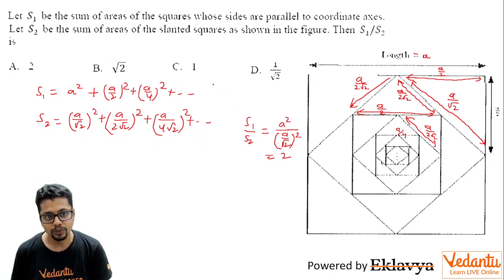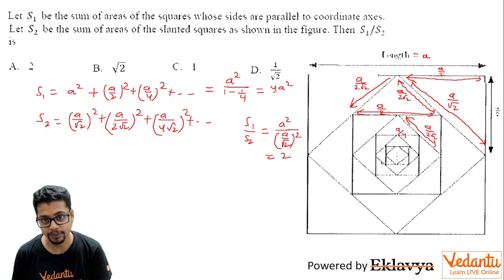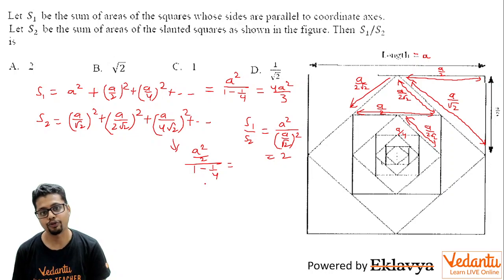So what about S1? S1 is basically an infinite GP. First term is A square, and the common ratio is 1 by 4. So this essentially becomes 4A square by 3. And what about S2? S2 has first term A square by 2 and common ratio is 1 by 4. So you have what? 3 by 4.